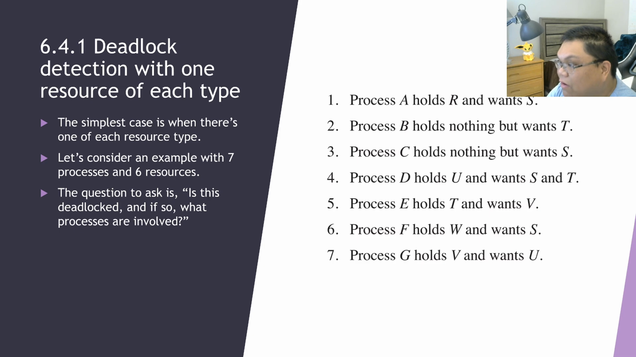Process E holds T, but it wants V. Process F holds W, but it wants S. Process G holds V, and it wants U. Is this deadlocked?